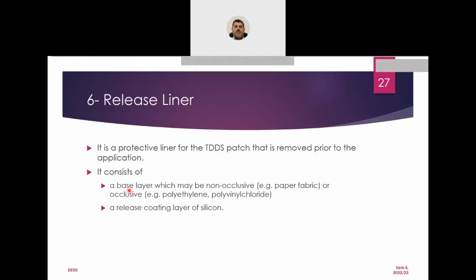Okay. It consists of a base layer, which may be non-occlusive, usually paper or fabric, or occlusive, like polyethylene or polyvinyl chloride. And it may have a release coating layer of silicone. This coating layer is usually non-sticky, so it will not stick to the adhesive, so you can remove it easily. Okay.